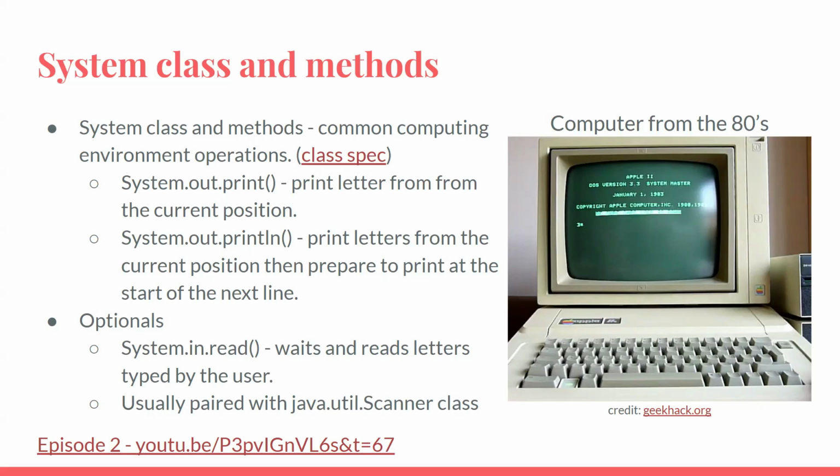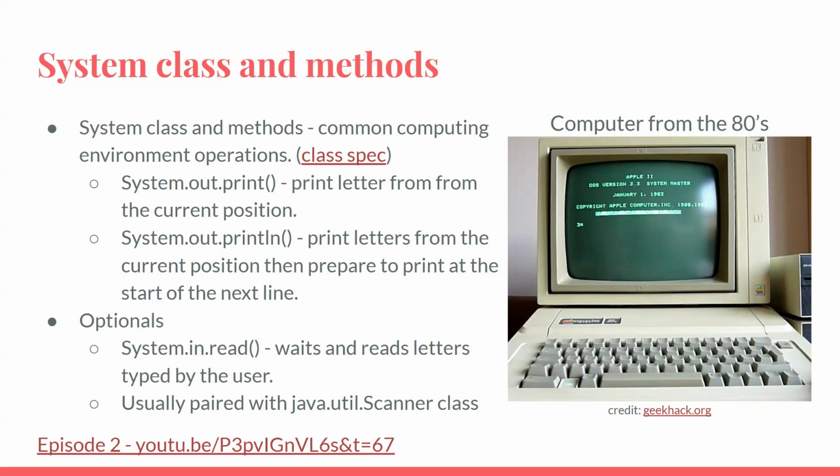The System.out.print method starts from the current ready-to-display position, then prints all the characters supplied within the parentheses. System.out.println method does the exact same thing with the additional functionality of moving the ready-to-print cursor to the start of the next line.